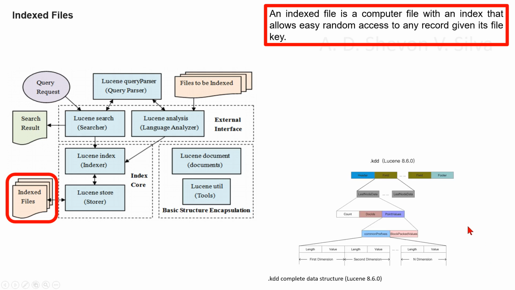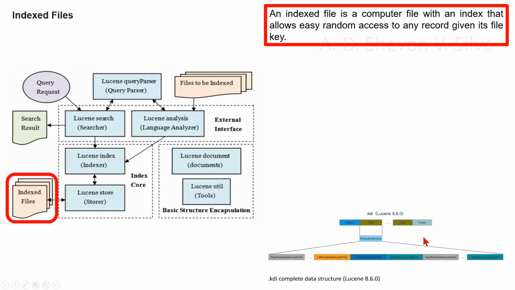Here you can see the .kdd complete data structure. Here you can see the .kdd has a header, fields and footer. Field has leaf node data segments. Leaf node data consists of count, doc IDs and point values. Point value consists of common prefixes and block packed values. Common prefixes consist of dimensions: first, second, and nth dimension. Each dimension consists of length and value.